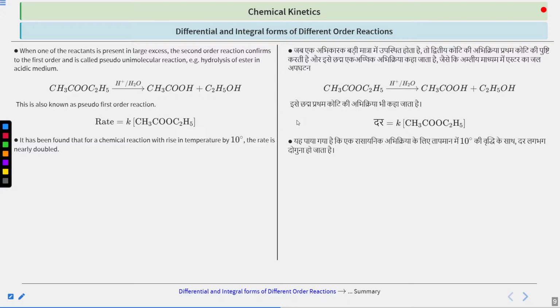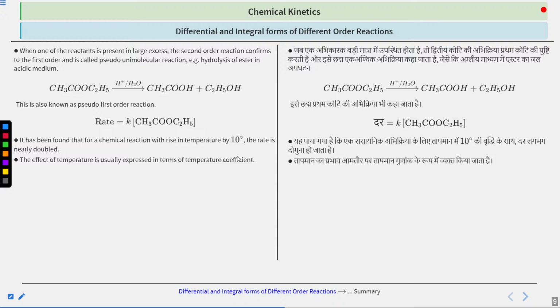If it is exothermic, then the backward reaction will be more enhanced. If it is endothermic, then the forward reaction will be more enhanced. But in both cases, the rate is enhanced. So this should be remembered, that for every 10 degrees Celsius rise in temperature, the rate nearly doubles.